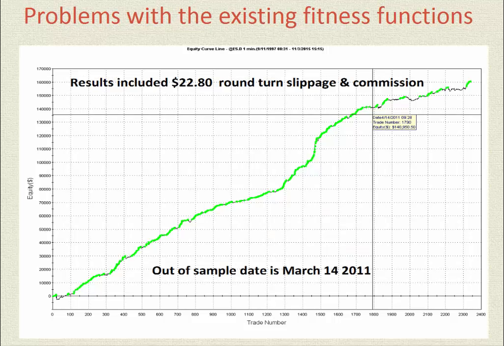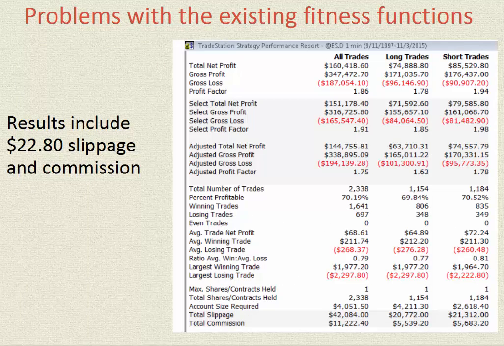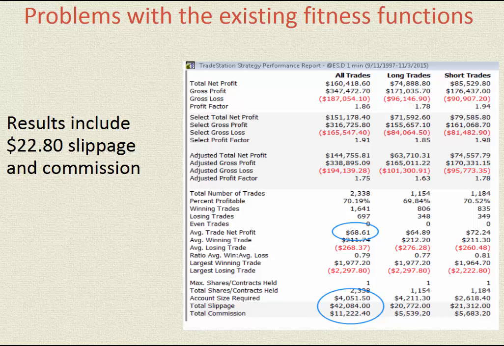Today we're going to look at a fairly old S&P 500 system. The system is ideal in the fact that it's 3.5 years out of sample. It has a high volume of trades and it's moderately complex. Here is the performance report. Pay close attention to the $68.61 average trade figure.